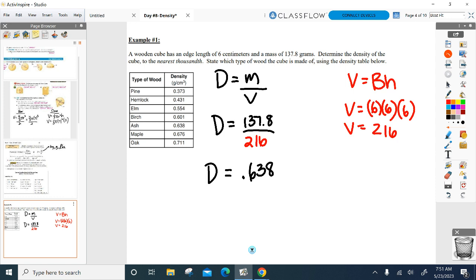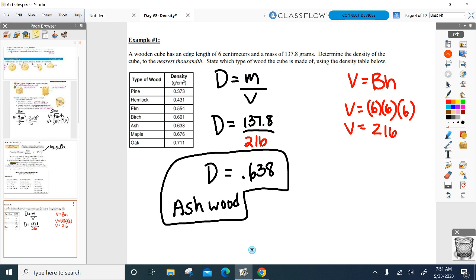And now it says, all right, state which type of wood this cube is made out of using the table. So I wouldn't even ask anybody. We see 0.638 ash. We all good? Just finding it. Because now I'm going to get a little more complicated. Just finding density. All right.